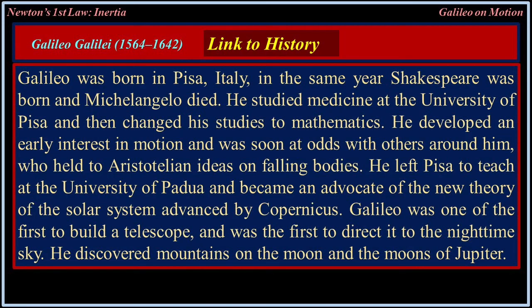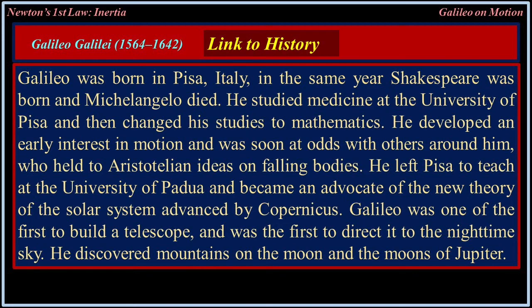Galileo Galilei, 1564 to 1642. Galileo was born in Pisa, Italy, in the same year Shakespeare was born and Michelangelo died. He studied medicine at the University of Pisa and then changed his studies to mathematics. He developed an early interest in motion and was soon at odds with others around him who held to Aristotelian ideas on falling bodies. He left Pisa to teach at the University of Padua and became an advocate of the new theory of the solar system advanced by Copernicus.